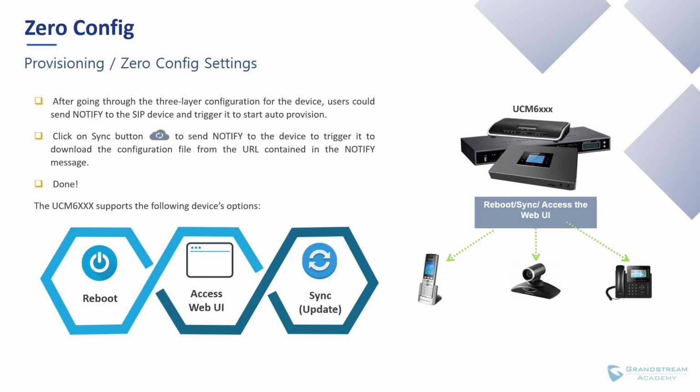After going through the 3 layers configuration for the device, users could send notify to the SIP device and trigger it to start auto provision. But you should remember that it depends on the provisioning way, the device, and the type of the configuration you wish to have on the device, that users can choose to use either one layer or more. The UCM offers some options after the device is provisioned. You can reboot the device, access its web interface directly, or you can use the sync button to resend the notify and update the configuration.